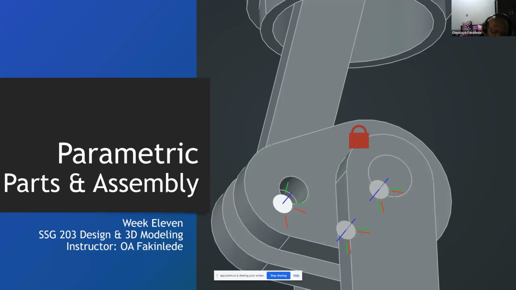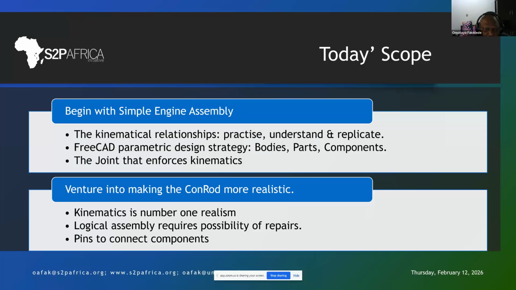So we are going to go on. Today's scope, we are going to begin with the simple assembly like I discussed. We look at it again. We would look at the kinematical relationships. And these kinematical relationships are for you to practice, to understand, and to replicate. So you know how these kinematic relationships work. You practice it. You do it on your own. You understand it. And then you can replicate it and do more.